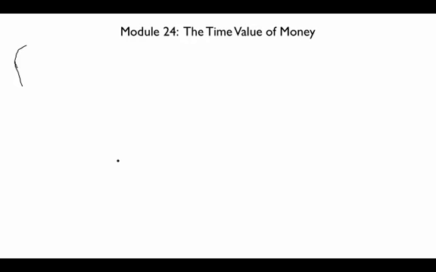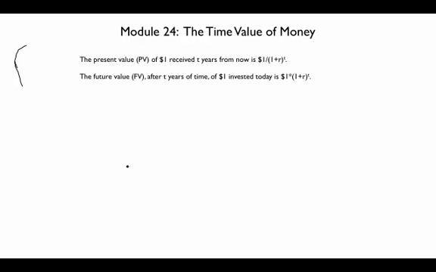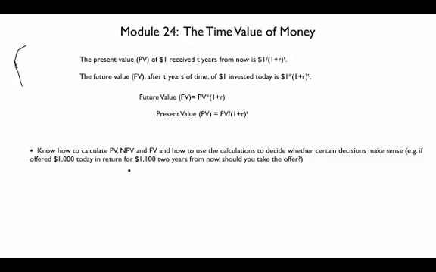Module 24, the time value of money. Here are the things that are important. First of all, present value and future value, knowing what each of these means, and then also understanding the definition. So knowing those definitions there, and then just knowing the formulas. Future value is present value times 1 plus r. Present value is future value over 1 plus r to the t. Now you could add a t up here in future value as well to that equation if you're asked to do something over multiple years.